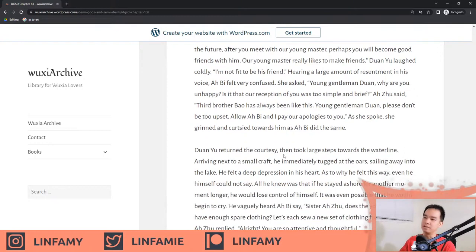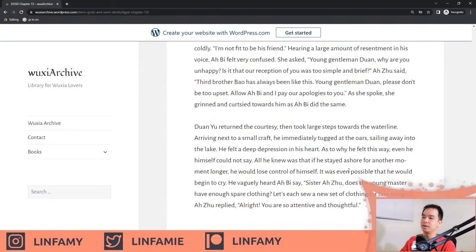Duan Yu returned the courtesy, then took large steps towards the waterline. Arriving next to a small craft, he immediately tugged at the oars, sailing away into the lake. He felt a deep depression in his heart. As to why he felt this way, even he himself could not say. All he knew was that if he stayed ashore for another moment longer, he would lose control of himself. It was even possible that he would begin to cry. He vaguely heard Abi say, "Sister Aju, does the young master have enough spare clothing? Let's each sew a new set of clothing for him tonight." Aju replied, "All right, you are so attentive and thoughtful."